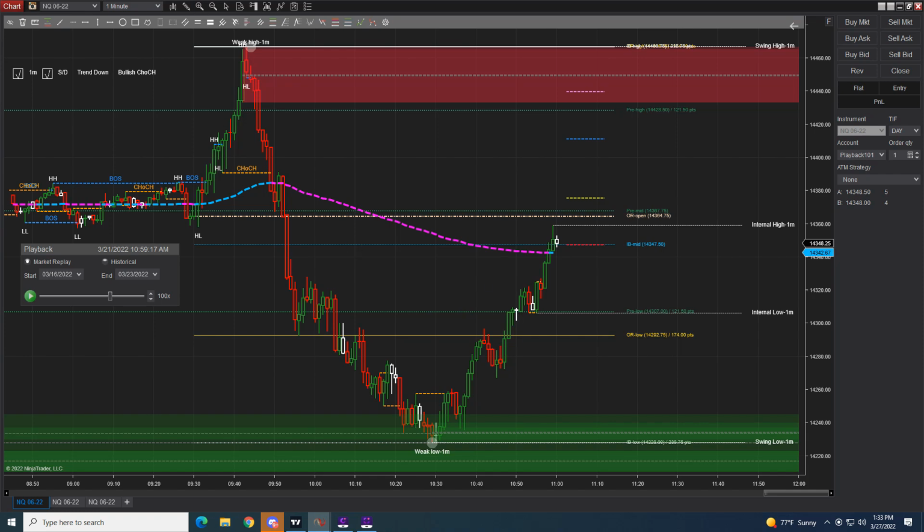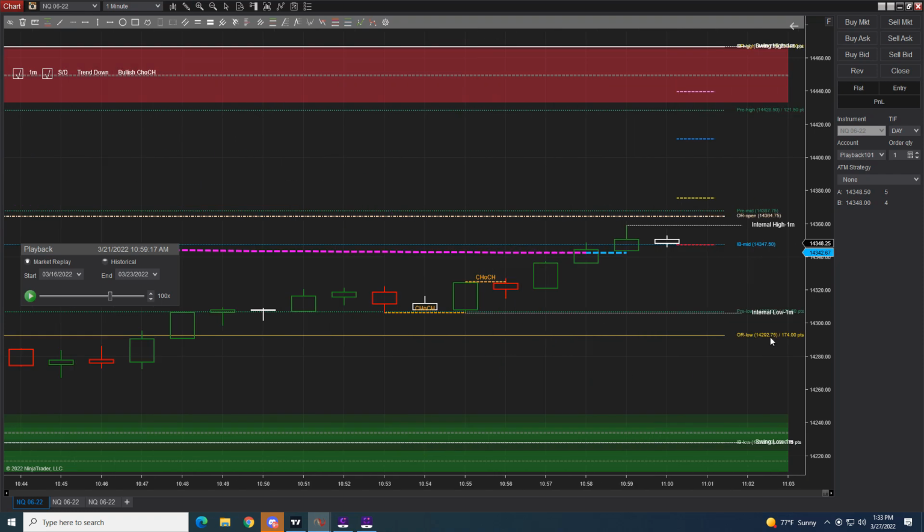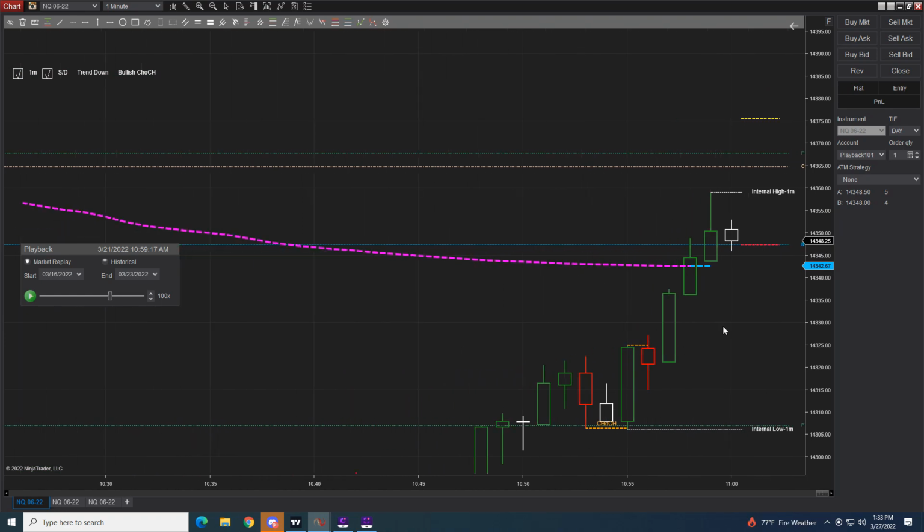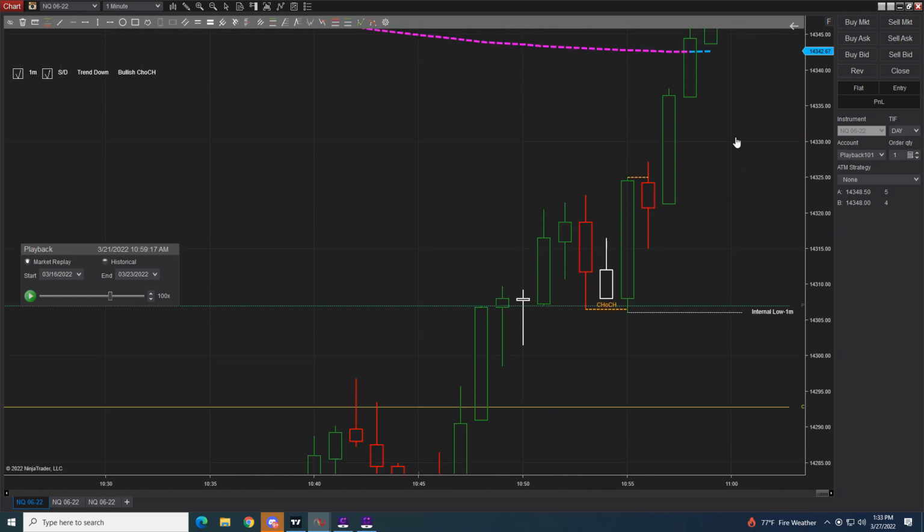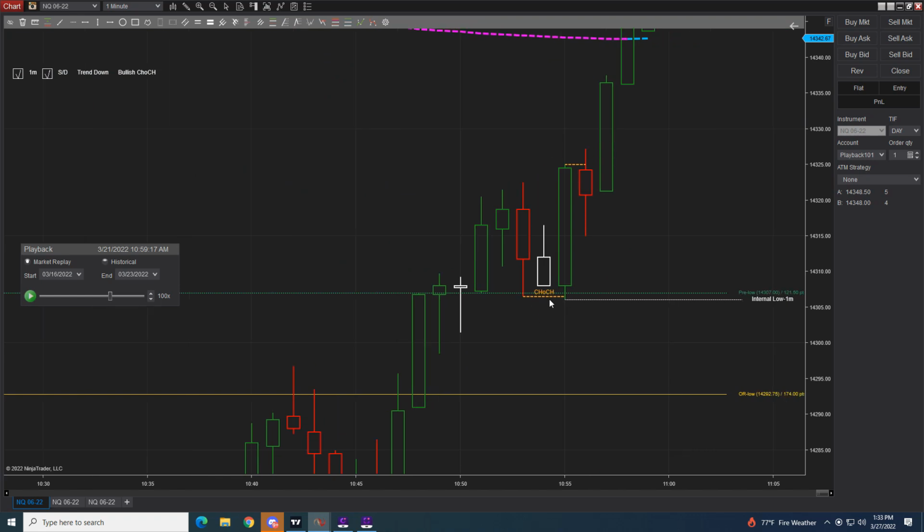Now I'm going to zoom in here just to show you this. Okay, look. Let's get right in on this. This is so subtle you can barely see it. Right here, because I have the change of character set to show on just a wick break of this low, this is showing me a change of character. Same thing up here, right? It's just a break that registers as a change of character, and you have the choice of how you set this. Typically I'll keep change of character at any break at all, so a wick break is enough to identify the change of character. Or do you want it to be a close, or do you even want them to show at all, right? These are some of the choices that you have available to you.